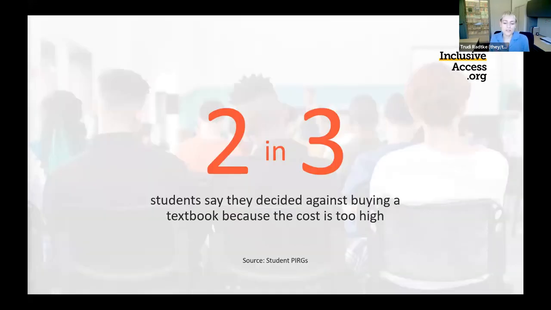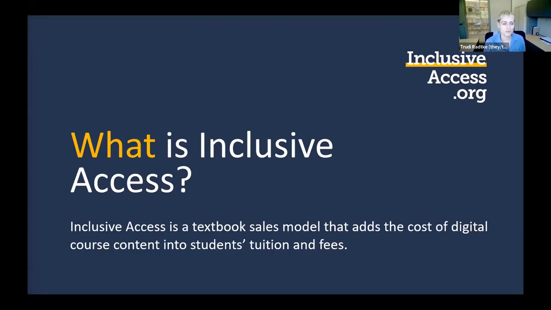So I always start with this statistic. If you've been in the open space, you're probably familiar with it. I start with it for two reasons. I am professionally interested in open education, but I was also a first generation low income college student. 2 in 3 students say they decided against buying a textbook because the cost is too high. This stat resonates with me professionally and personally. And I'm here to talk about the textbook industry's shift into inclusive access and how that is still affecting our students' ability to afford their course materials.